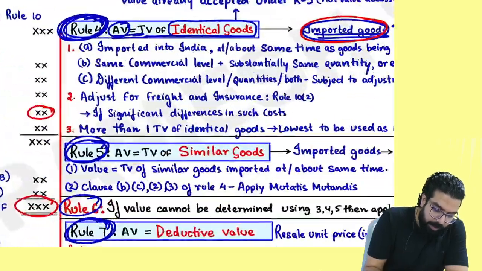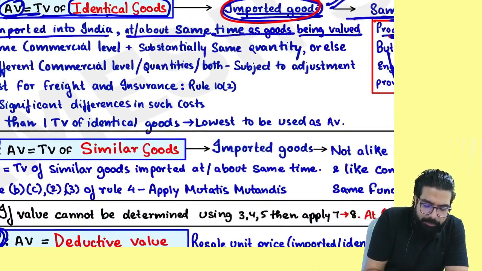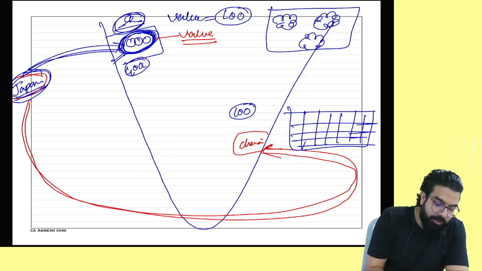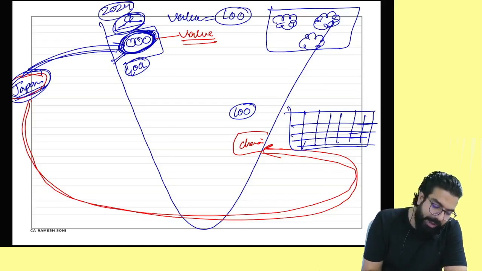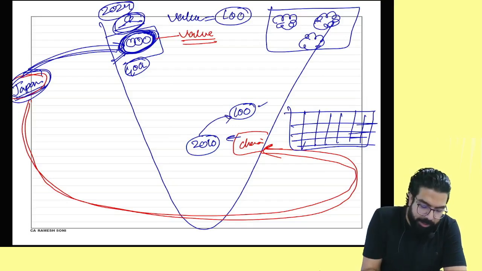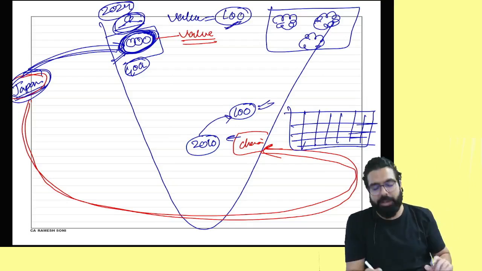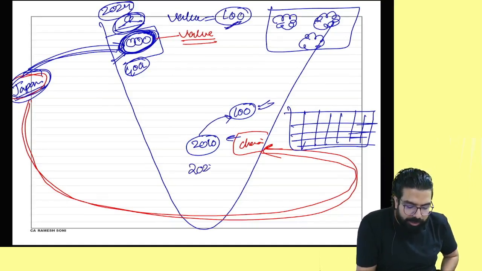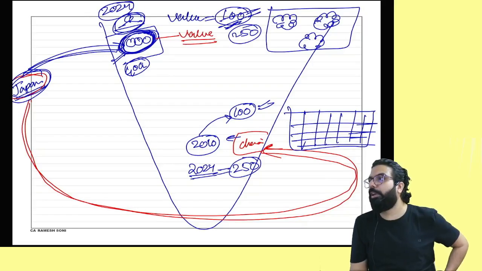Next. Imported into India at or about the same time as the goods being valued. For an example, Shahrukh Khan imported the lungis in 2024. Can you take the value of the lungis imported in 2010? In 2010 these lungis came at 100 rupees. Can you take 100 rupees as the value here? No. It should be at or about the same time. For an example, in 2024, the lungis were imported at 250 rupees. What will be the value? 250. Is my point clear to all?